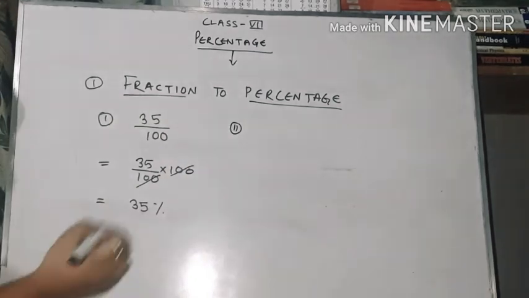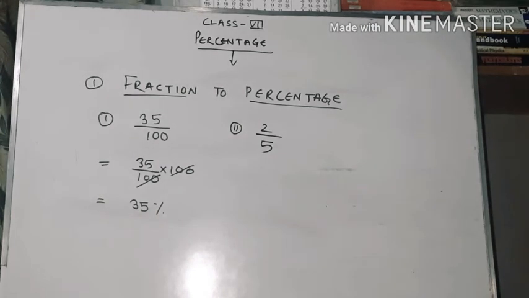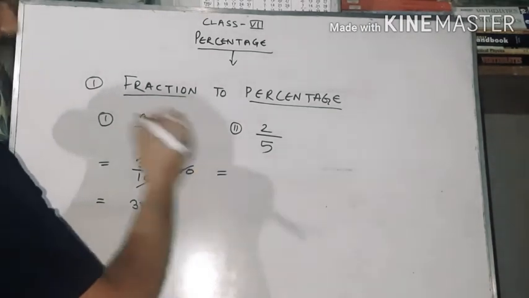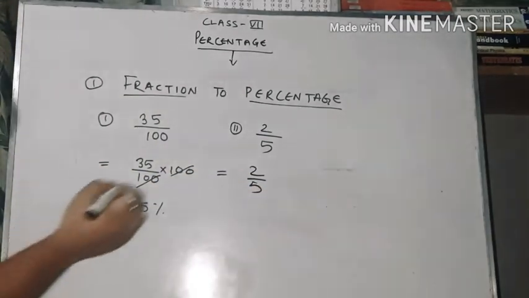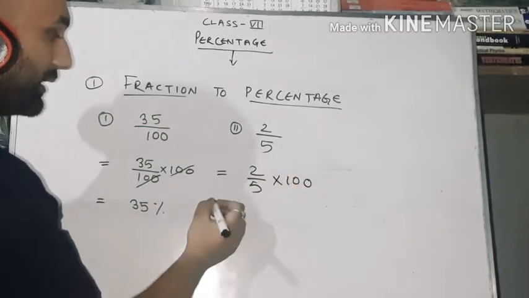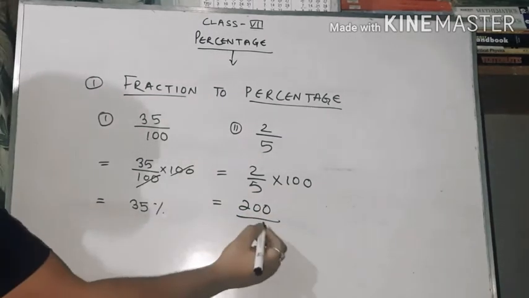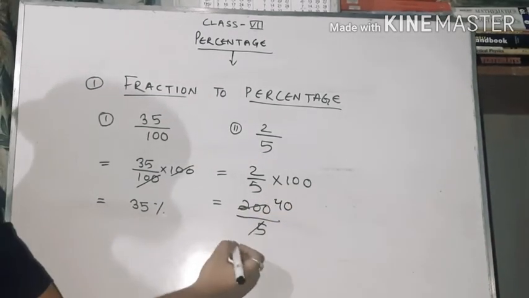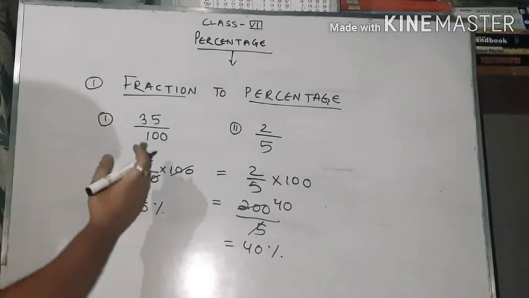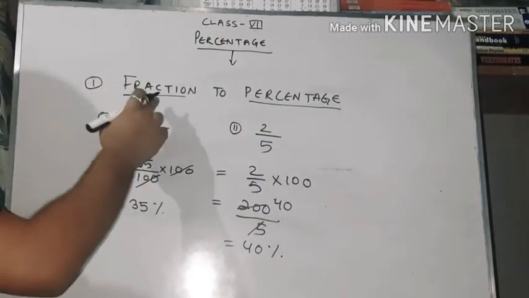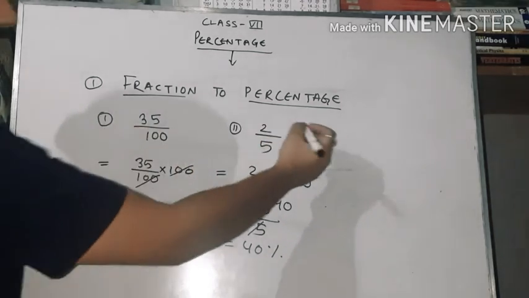Suppose we have 2 by 5. This fraction has to be multiplied with 100. So it is 200 by 5. 5 fours are 20, and 0. So what's the percentage here? It is 40%. So when a fraction gets multiplied by 100, we convert that fraction into a percentage. This is the way of doing it.